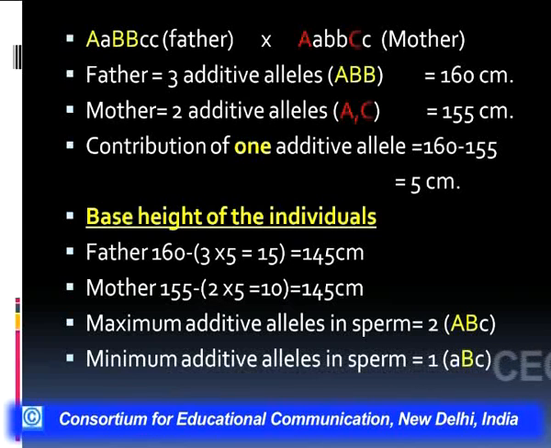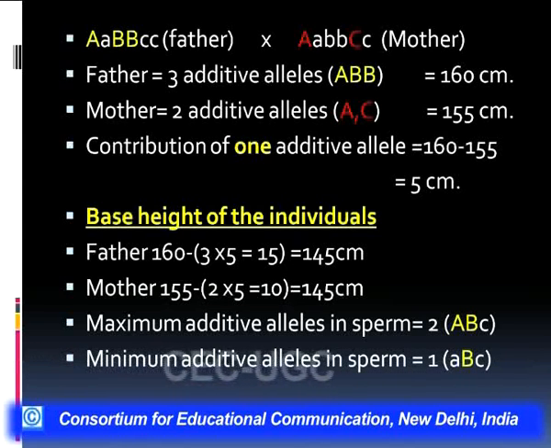Father with 3 alleles is 160, mother with 2 is 155. So, that means the difference in their capital alleles is 1 and 1 is equal to 5 centimeters. So, that means the contribution of 1 capital allele in height is equal to 5 centimeters. This will help us to calculate what is the base height.